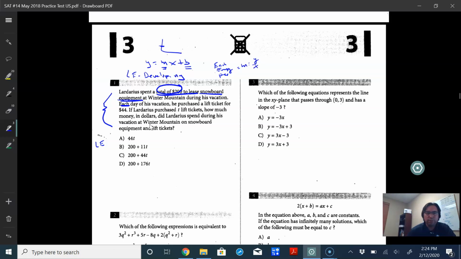He purchased a lift ticket for $44. Ladarius purchased T lift tickets. How much money in dollars did Ladarius spend during his vacation in Winter Mountain with snowboard equipment and lift tickets? We can see snowboard equipment comes back up to the top here. So that's $200, and that has to be the b, because it's just a one-time expense. And then how many lift tickets go for each day, and we can see that within B, 44. So it can't be that one because we don't have that, and it has to be that one, which is C.